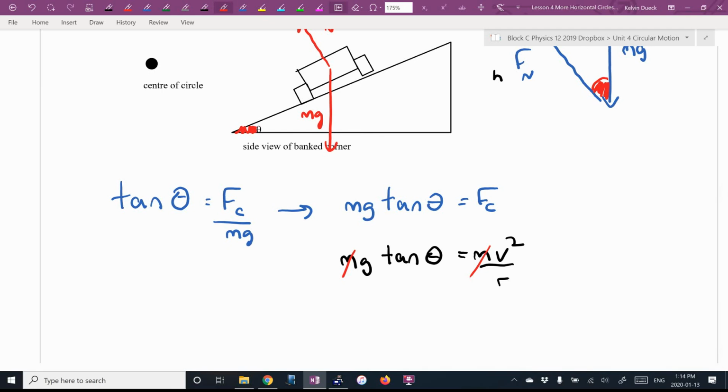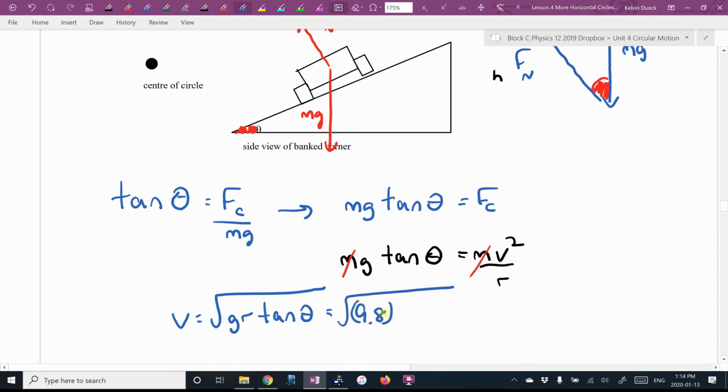What was I trying to find? Get the speed by itself. I'll move the R over. And I heard somebody already say, oh, we're getting a square root of GR and other stuff, but that probably means we're doing this right. In fact, I get this. The maximum safe speed, but also the minimum safe speed, the perfect speed for going around a corner is the square root of g r tan theta.